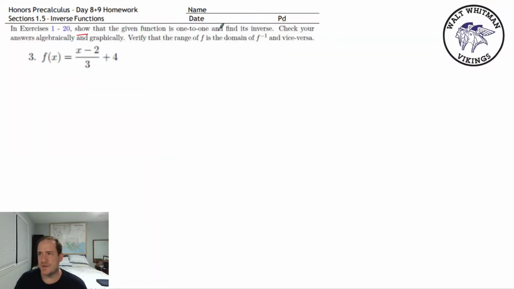So now that we've shown that it's 1 to 1, we'll find its inverse. Then we'll check our answers algebraically and graphically. Okay, let's verify the range, sure. So to find the inverse, we're just gonna switch our variables like we always do. So f of x being our y variable, it becomes x. And x minus 2 over 3 is going to become y minus 2 over 3 plus 4.